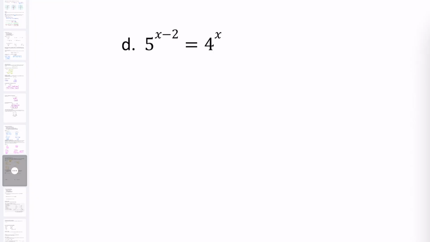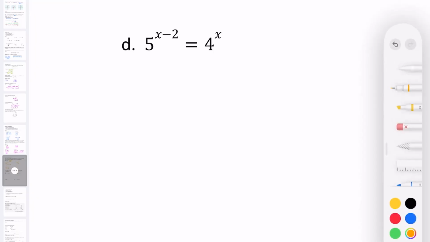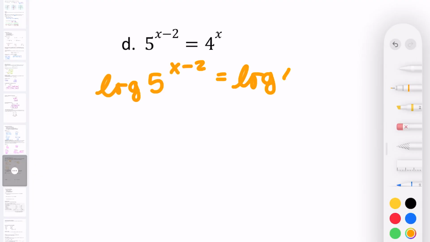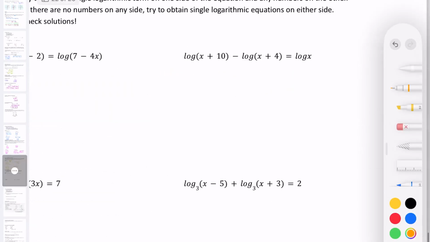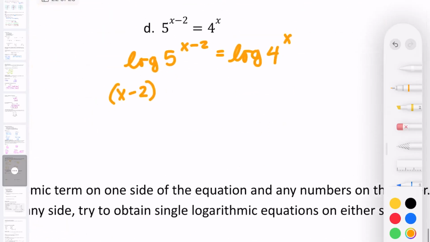Now, our last question is going to require adding logs on both sides. Okay, so we'll go ahead and write this as log base 10 of 5 to the power of x minus 2 and log base 10 of 4 to the power of x. If we bring these to the front, we have x minus 2 times log 5 equals x times log of 4.